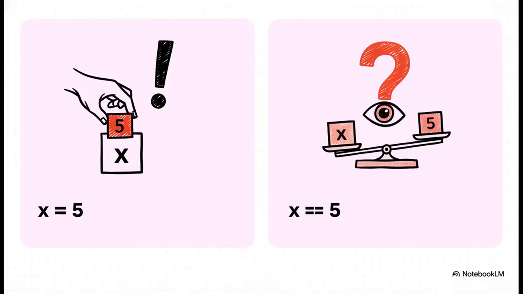And this slide right here perfectly lays out one of the biggest trip-ups for beginners. A single equal sign = assigns a value. It's a command. A double equal sign == asks a question. It checks, hey, is the value of x equal to 5? One is an order, the other is a question. If you can get this difference locked in your head now, you're going to save yourself so many headaches down the road.